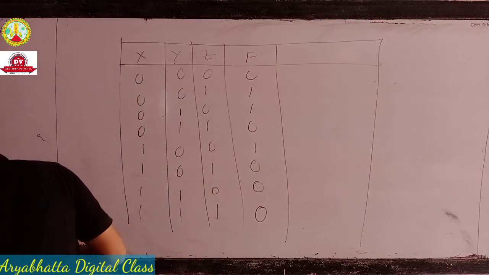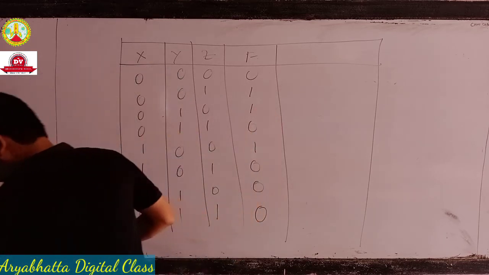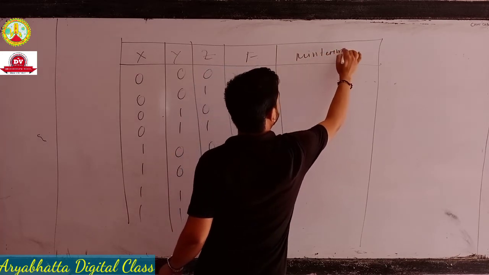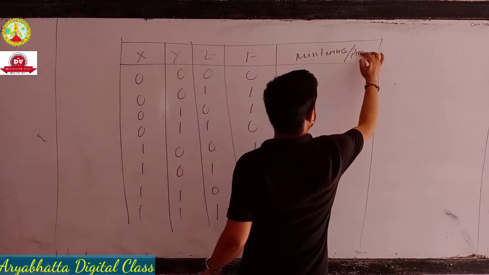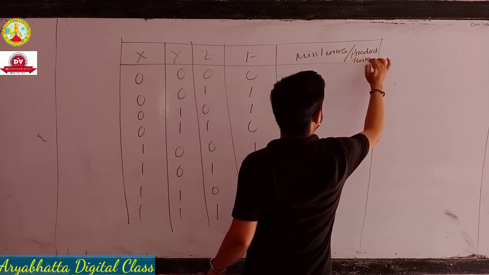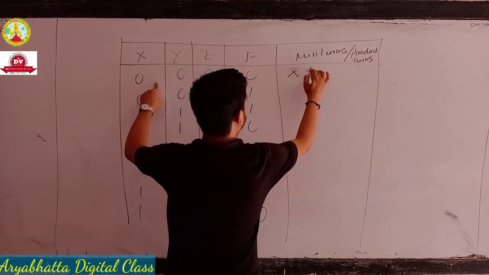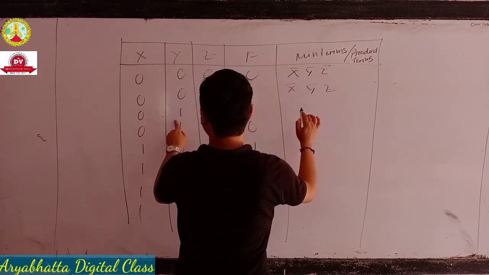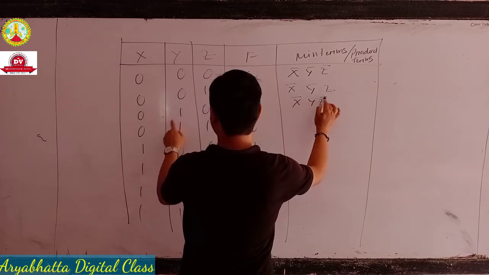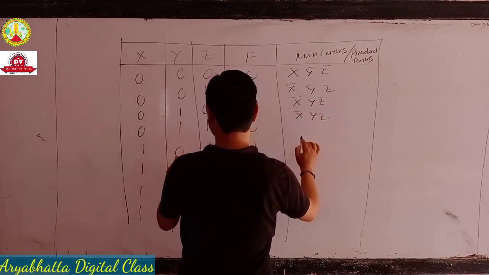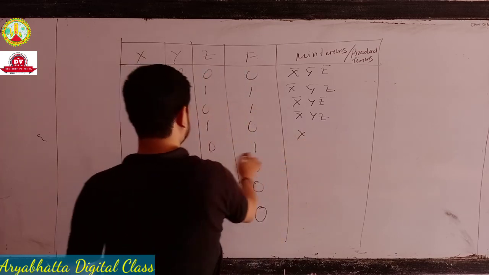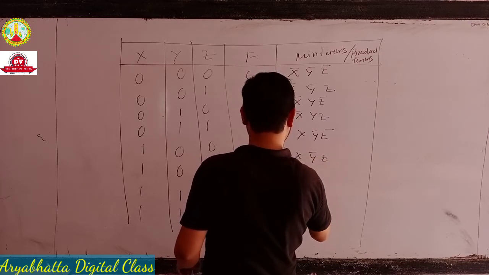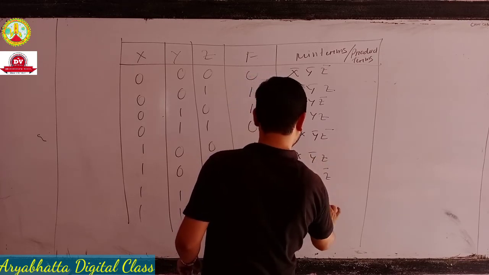Okay. So, what are the min terms? Product terms or min terms? You can write them like this directly as min terms, or also write them as product terms. Same thing. Here they are: x bar, y bar, z bar; x bar, y bar, z; x bar, y, z bar; x bar, y, z; x, y bar, z bar; x, y bar, z; x, y, z bar; x, y, z.